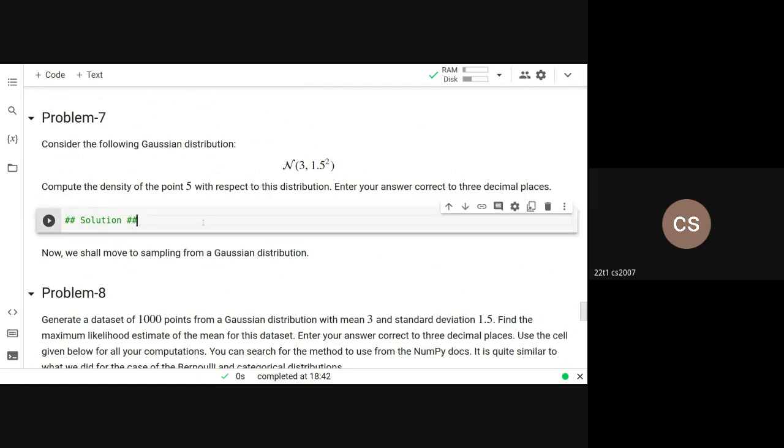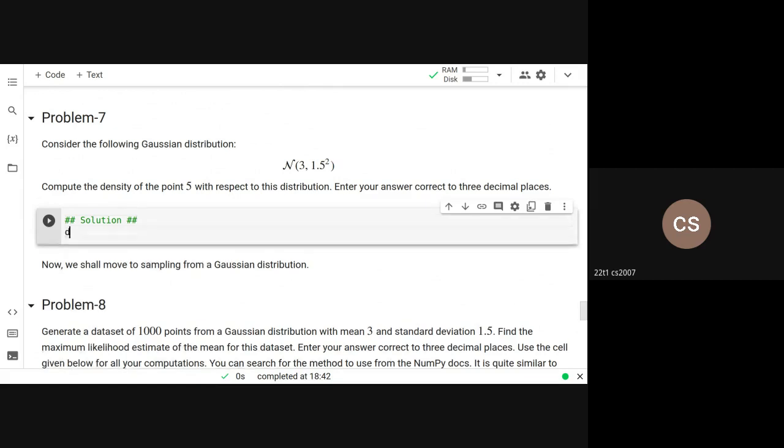Okay. So what we have is: compute the density of the point 5 with respect to this distribution, right? So this will be helpful for your theory assignment also. So please pay attention for this part at least.